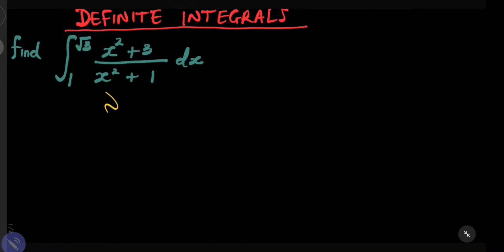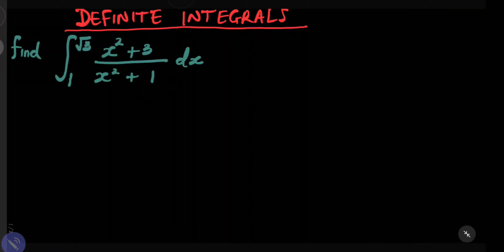In this video we're going to be solving this question. We want to find the definite integral of this expression. When looking at this expression, we see that the denominator, x squared plus 1, we already know that its integral is an arctan. But then for the numerator, which is x squared plus 3, it's not that simple.